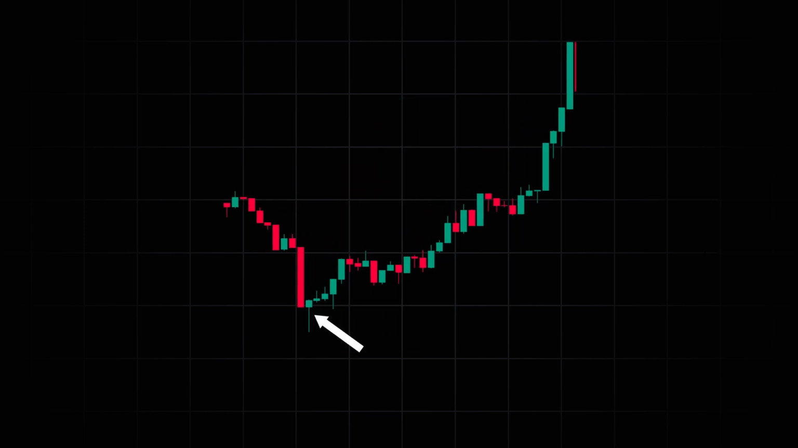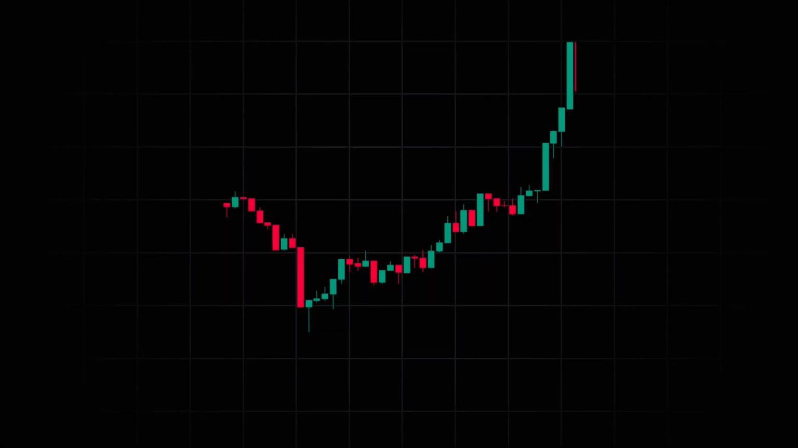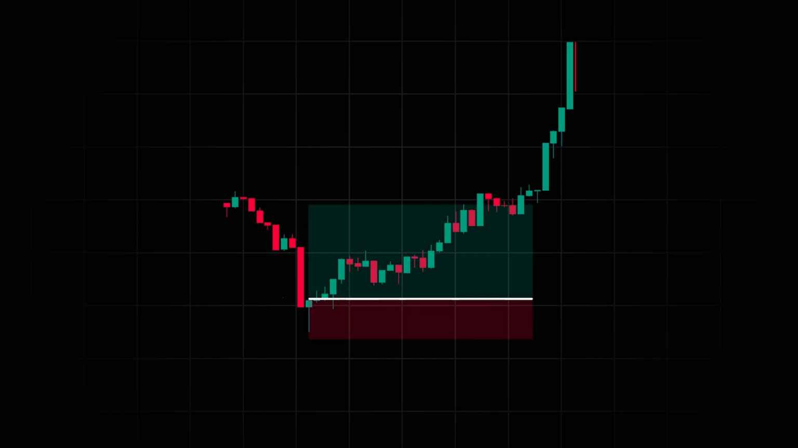If a pin bar appears after a strong down move, it indicates that the sellers have lost their strength and the buyers are now stepping in to move the price upwards. To trade the pin bar, we must look at other indicators to confirm our bias. We will discuss that later on, but if we find a buying opportunity as a pin bar, we can place a buy order above the high of the pin bar, and we can set our stop loss below the pin bar and target the next resistance.